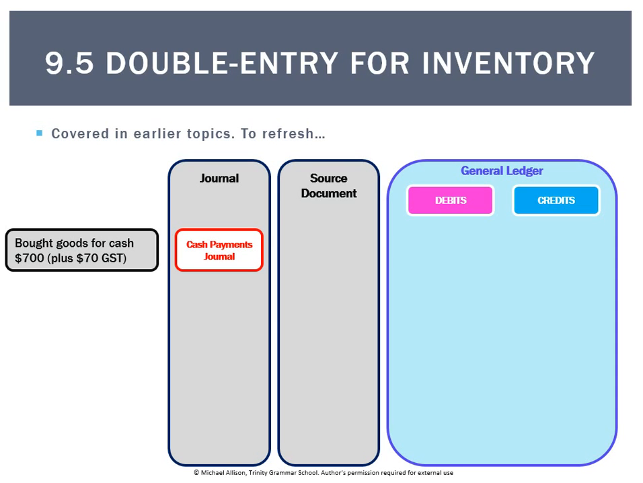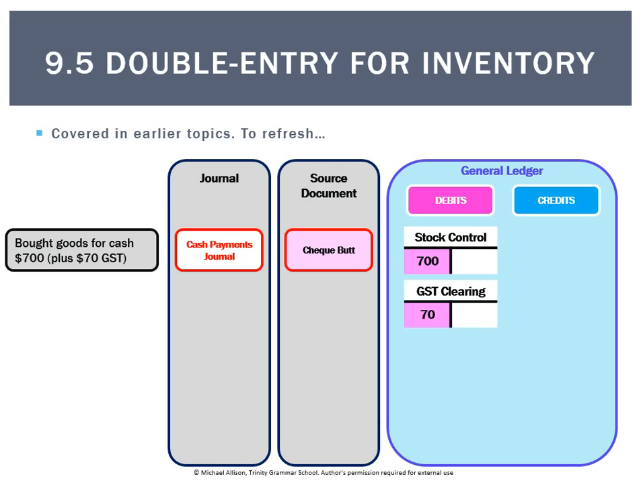The source document that our business will have to prove that this happened is we'll have a cheque butt, and then we need to record some debits and credits in the general ledger. So in this case, stock would be a debit because it's going up. GST would be a debit because it's decreasing a liability, and lastly, cash would go down $770.